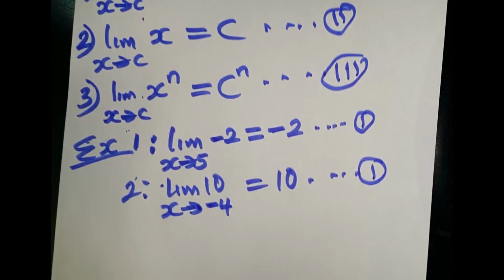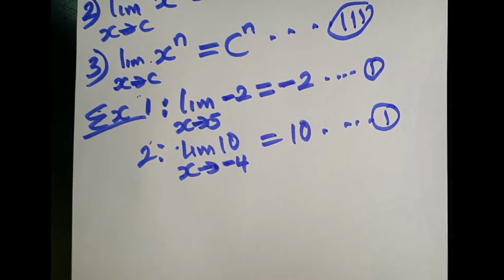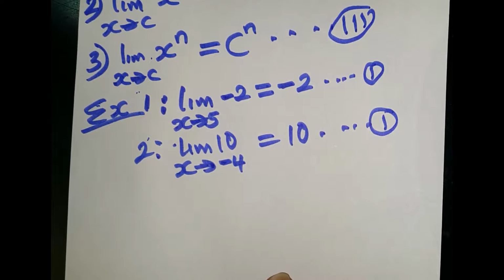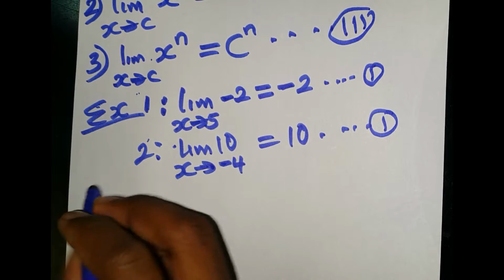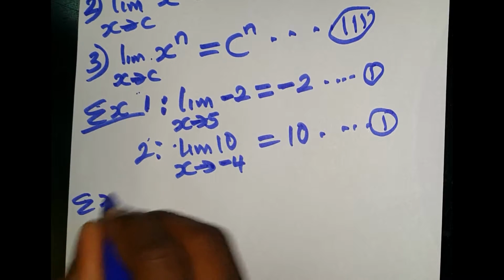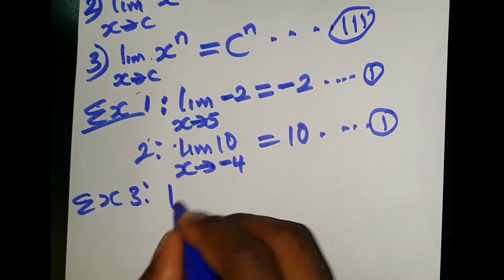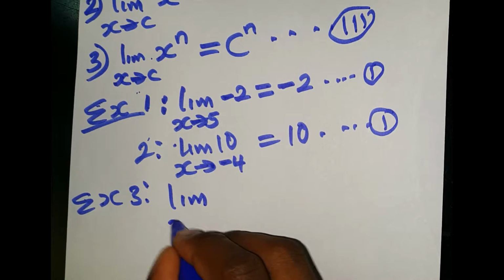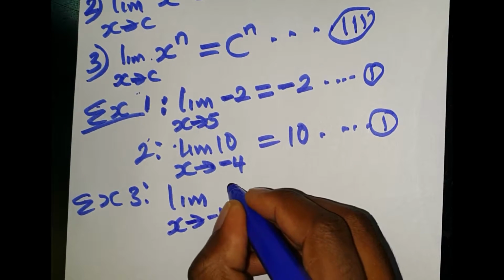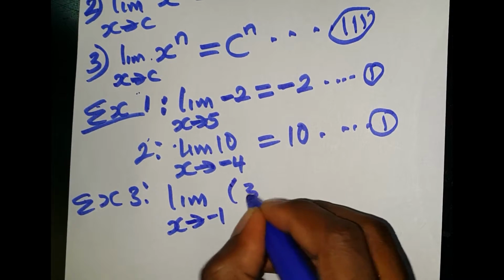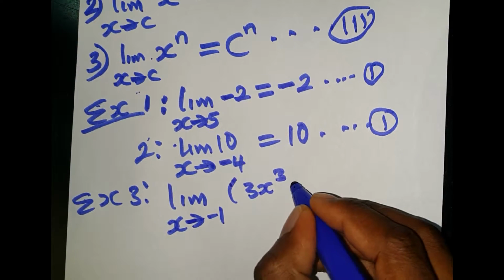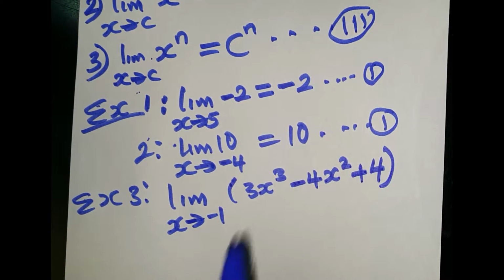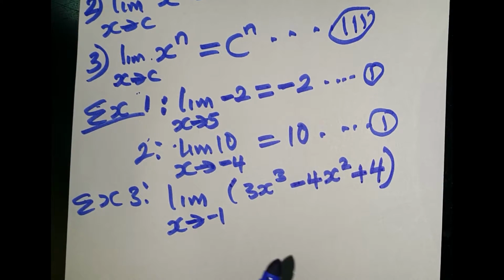So let's now talk about the real examples of limits. Let's solve some examples from limit. Our third example will be this. If we have the limit when x goes to minus 1 of 3x cubed minus 4x squared plus 4, how do we solve this?